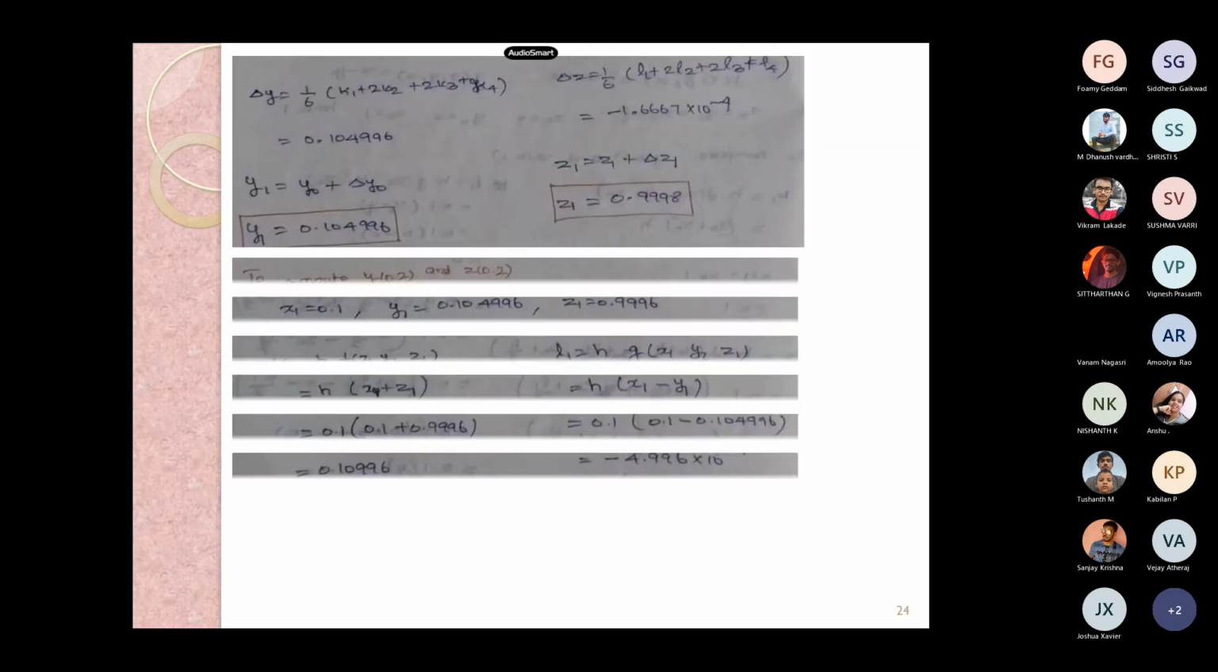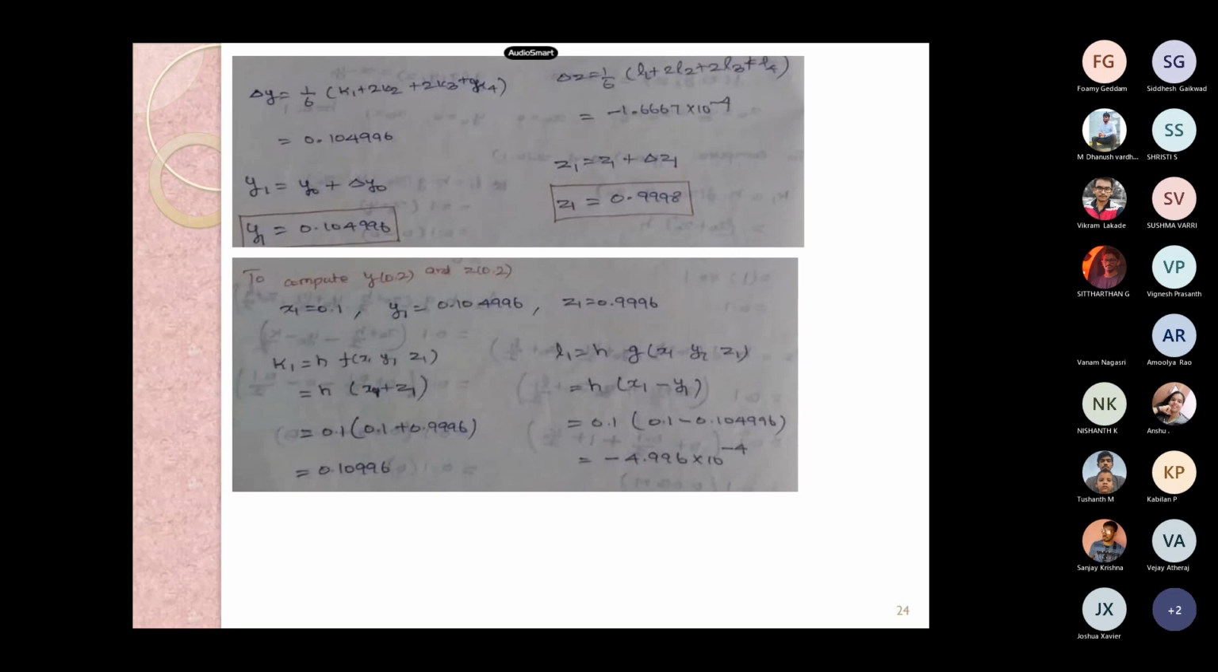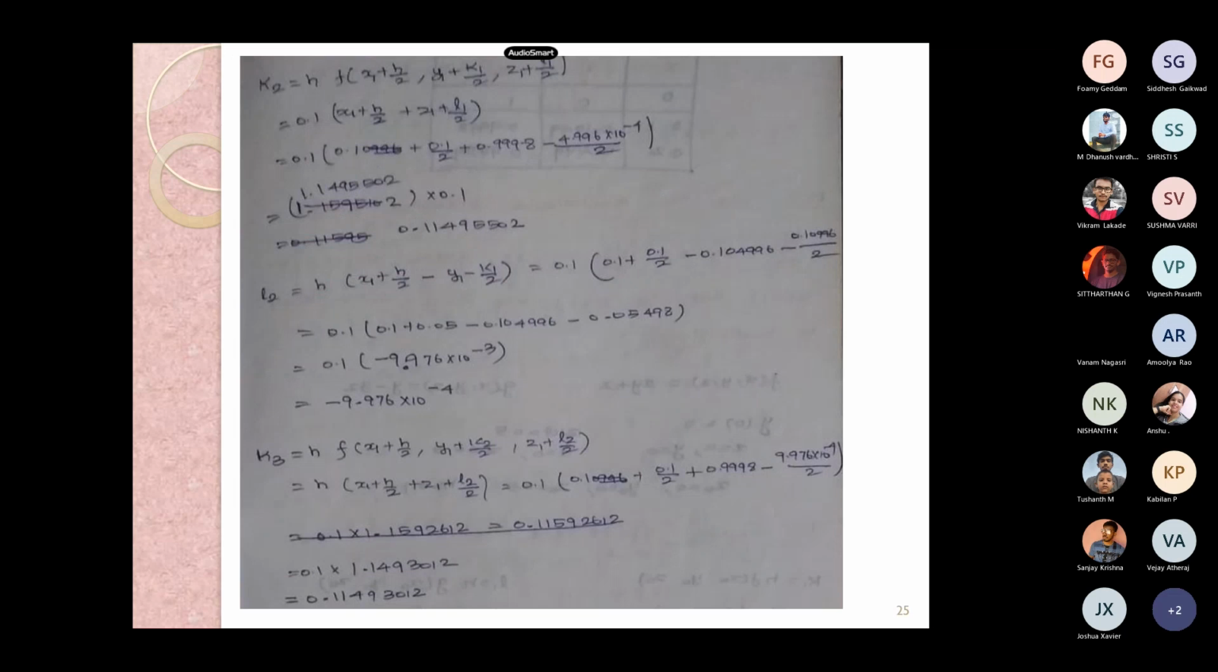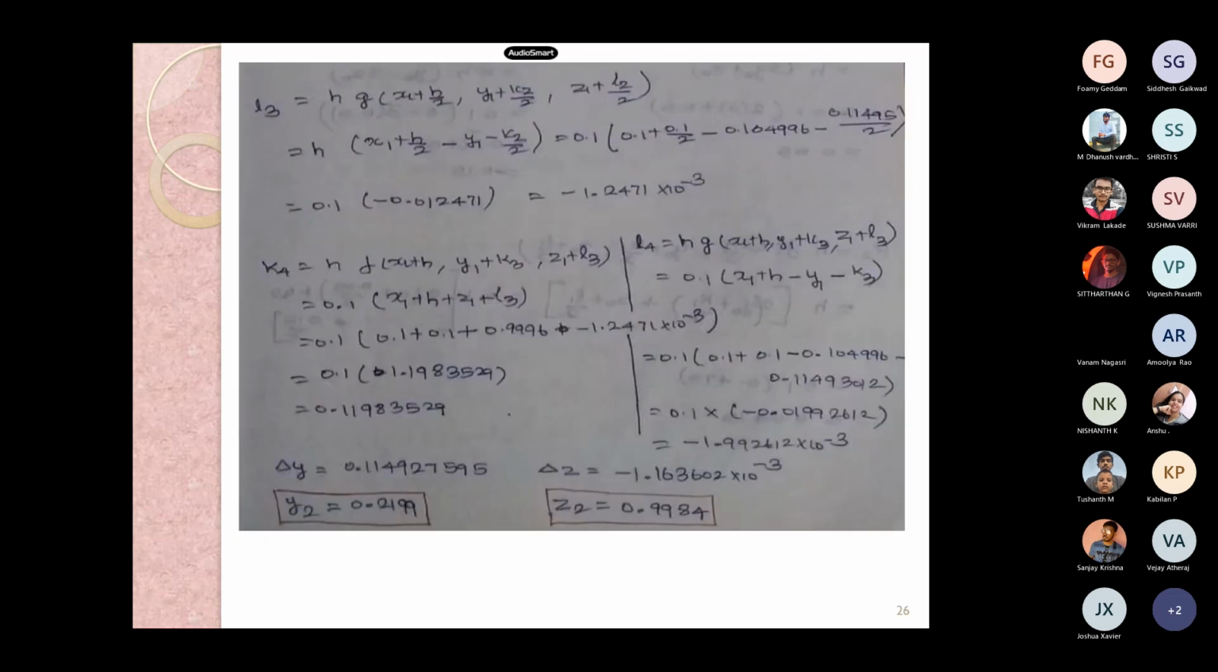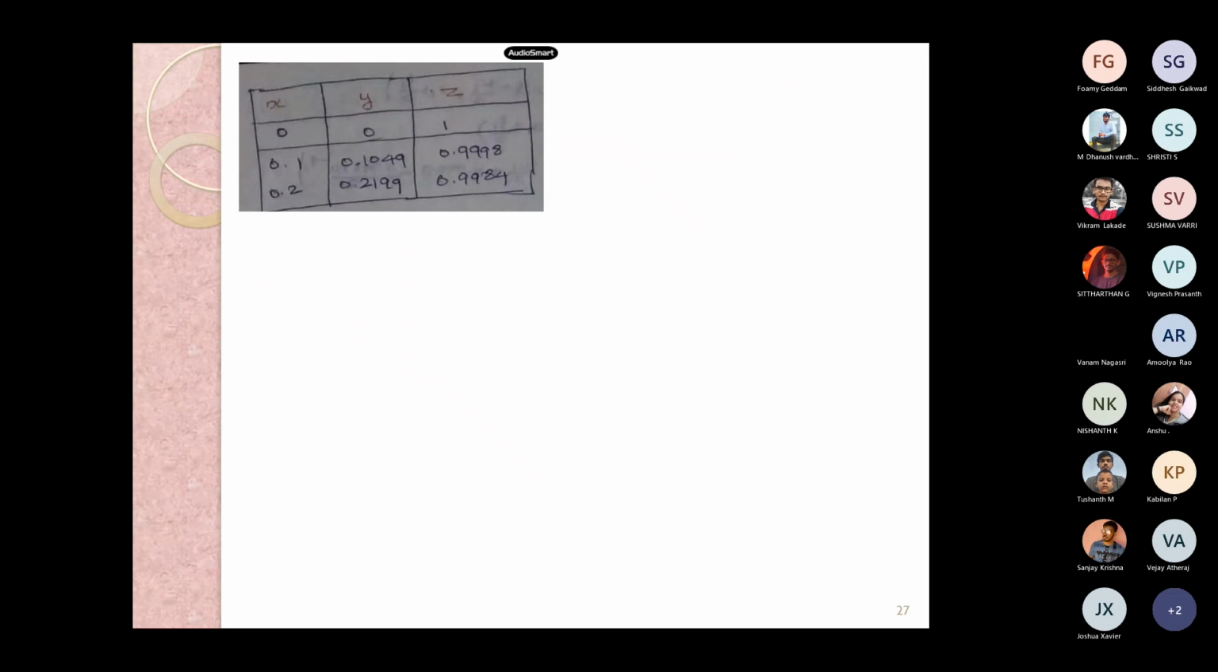Usually I'll give the questions with options. While solving this problem, it will take around 20 to 30 minutes, and spending 20 or 30 minutes on a single problem is very hard. So you attend some other problem in order to finish in a shorter time. And see, this is what K2, L2, K3 and L3, K4, and our y2 is equal to 0.2199 and z2 is equal to 0.9984, and this is the result.